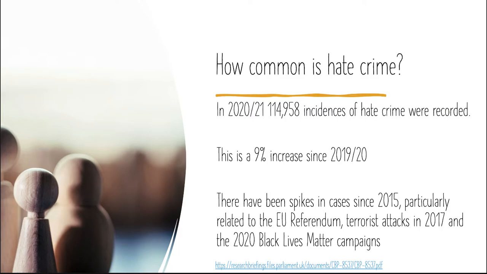Well, recorded statistics suggest that there's been an increase in hate crime, with almost 115,000 incidences reported in the 2020-2021 measurement year. This is almost a 10% increase on the previous years. And what we see in the data is that there are often spikes in reports of hate crime in relation to national and international events. These events can include things such as the EU referendum, terrorist attacks, and there were also spikes in reports in relation to the 2020 Black Lives Matter campaigns.